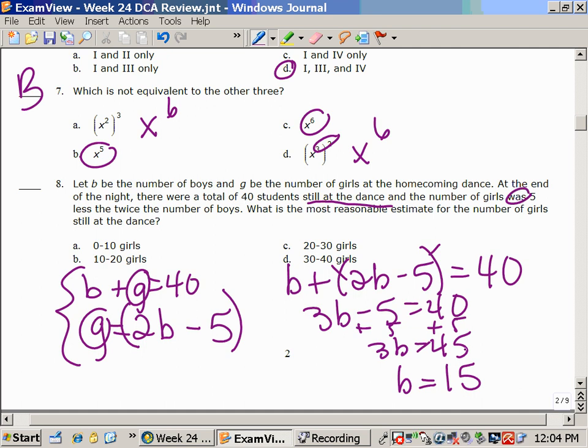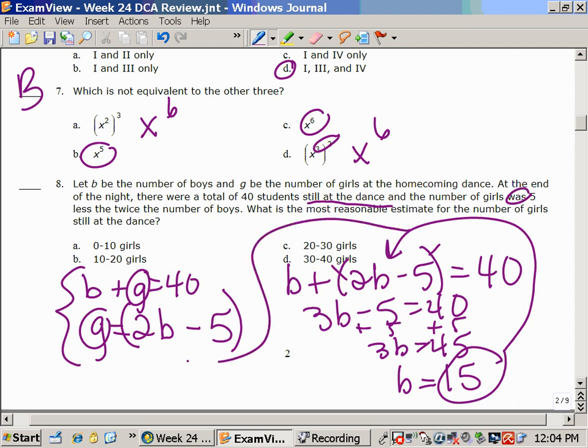Now I'm looking, all these here, however, say girls. So I need to plug that back in to find the number of girls. Take the 15, plug it in. Whoa, right here. 2 times 15, take away 5, is 30, take away 5, which is 25. So the number of girls here is going to be C, between 20 and 30.